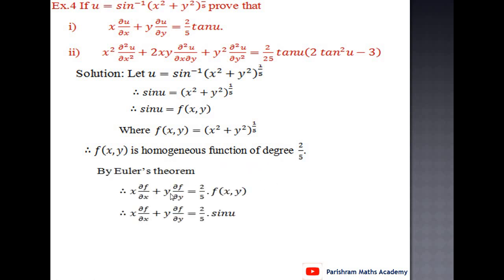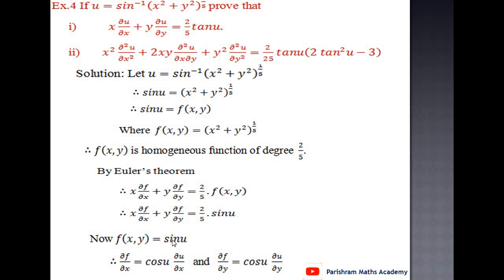And therefore by Euler's theorem, x into ∂f by ∂x plus y into ∂f by ∂y equal to 2 upon 5 into f of x comma y, where f of x comma y is sine of u. Now here f of x comma y is nothing but sine of u. Therefore ∂f by ∂x equal to cos of u into ∂u by ∂x, and ∂f by ∂y equal to cos of u into ∂u by ∂y. These are the derivative of function f with respect to x and the derivative of function f with respect to y. Then we can substitute the value of ∂f by ∂x and ∂f by ∂y in this equation.